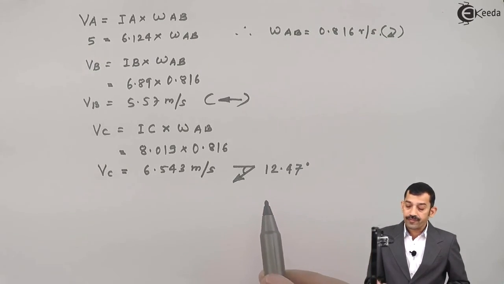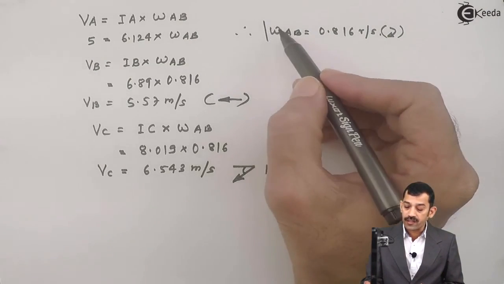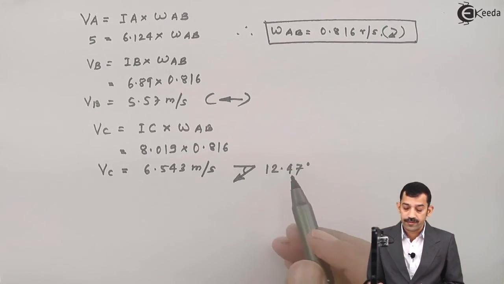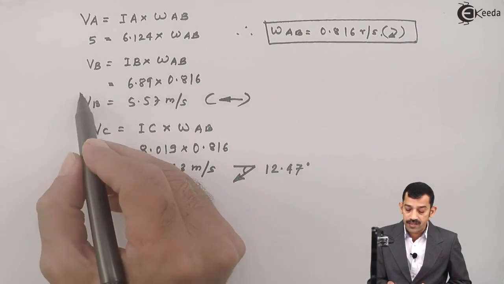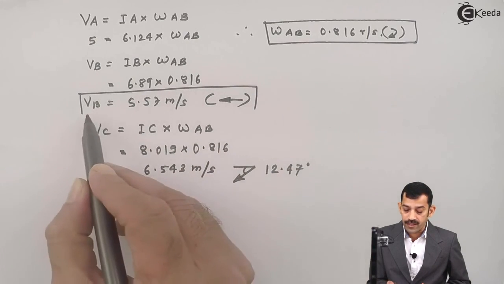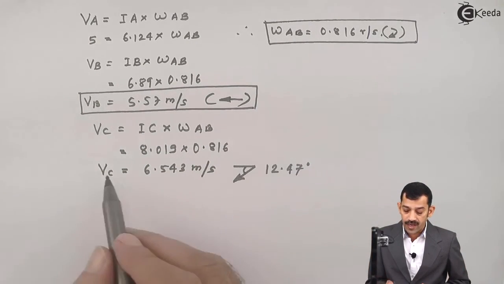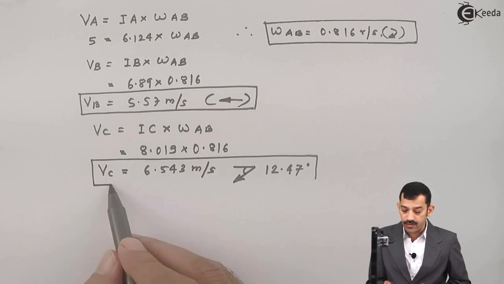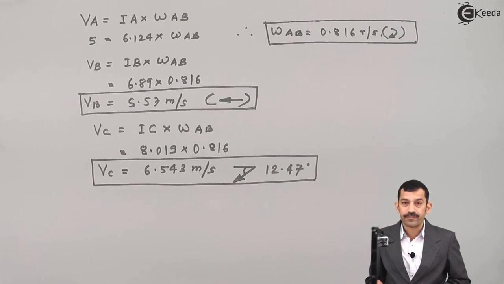That means finally your answers are: omega AB, which is clockwise. Then what was asked in problem, linear velocity of slider B, this one is the next answer, and linear velocity of point C, which is inclined at an angle of 12.47 degrees with horizontal.